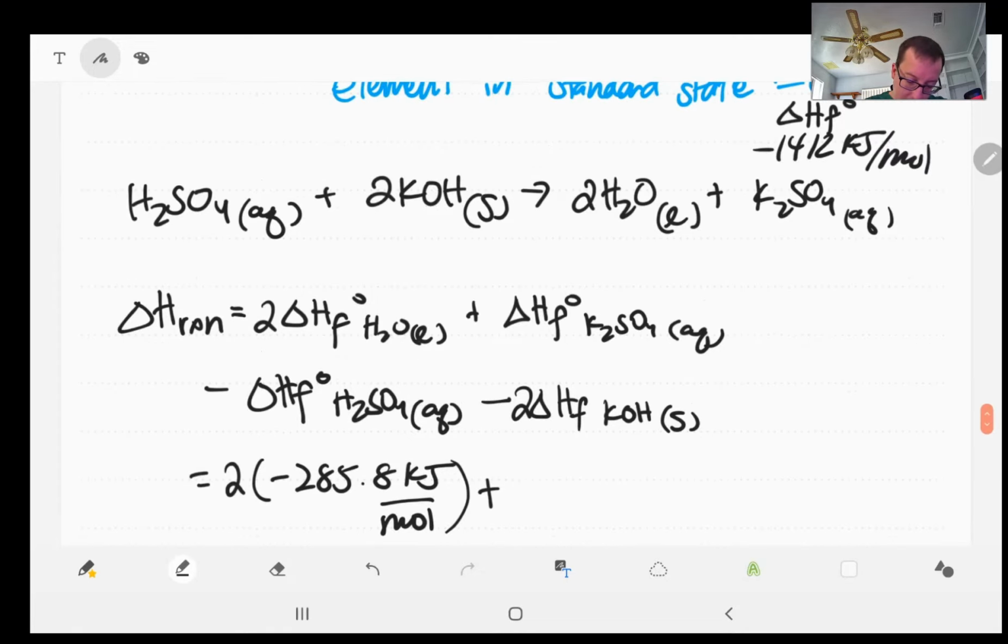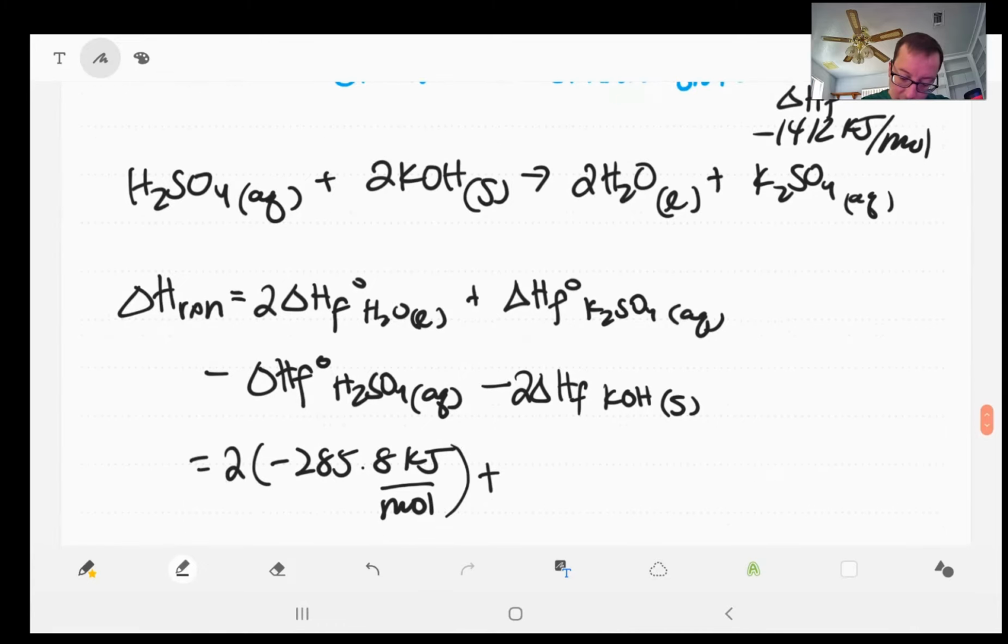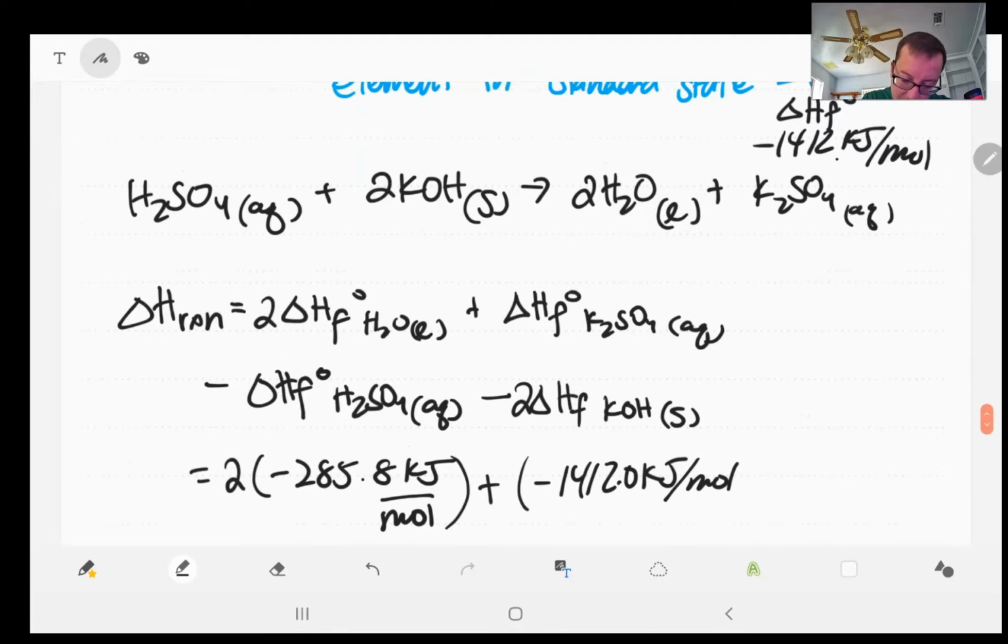Plus 2 times the potassium sulfate one, which I've... No, not 2 times, just regular. Negative 1412 kilojoules per mole. I'm going to put a 0.0 just for sig fig purposes. That's the number I've made up. This is, as you'll see.